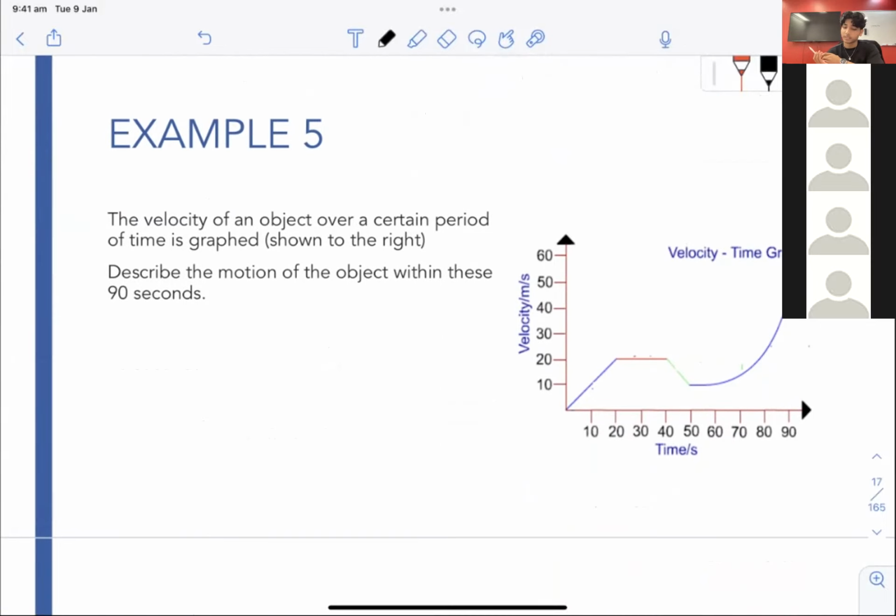Another graph question here. The velocity of an object over a certain period of time is graphed. Describe the motion of the object within these 90 seconds. So we're just describing the motion here, okay?